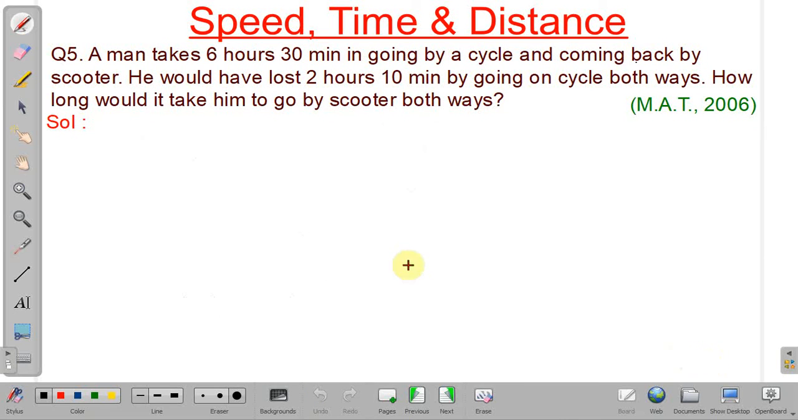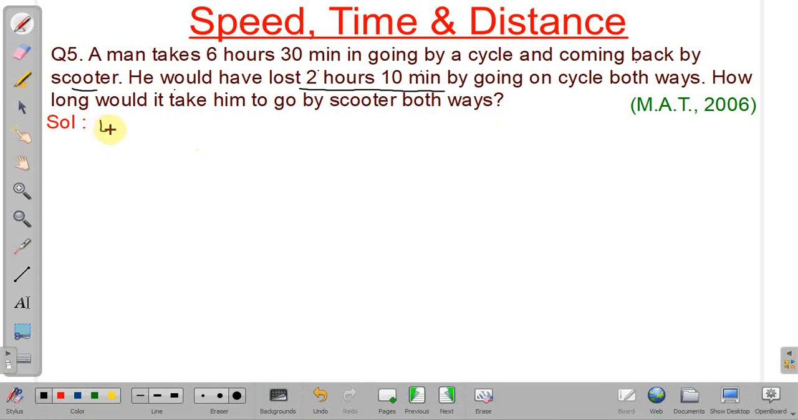See, in this problem it is given a man takes 6 hours 30 minutes in going by a cycle and then coming back by scooter. If he uses the cycle both ways, it will take 2 hours 10 minutes additional. Okay. So 6 hours 30 minutes plus 2 hours 10 minutes while going and coming back by cycle. Now we have to find if both ways the man uses the scooter, then how much will be the total time.